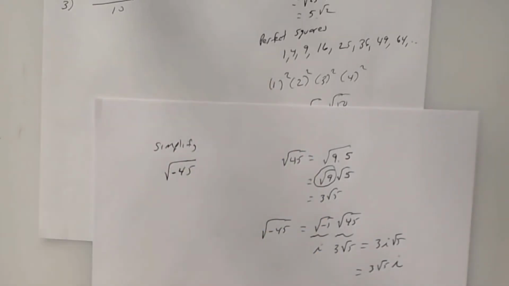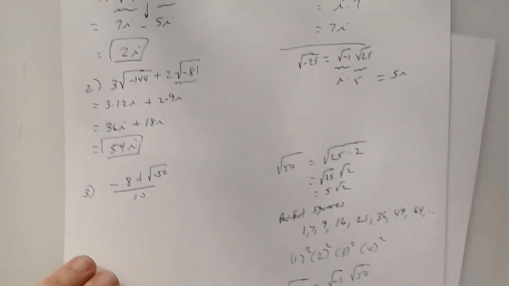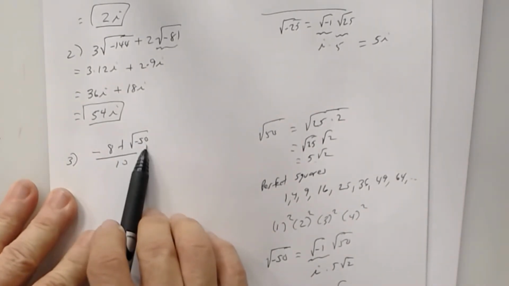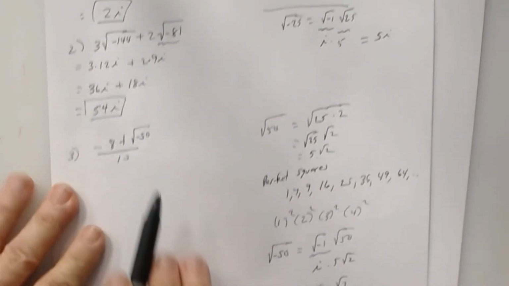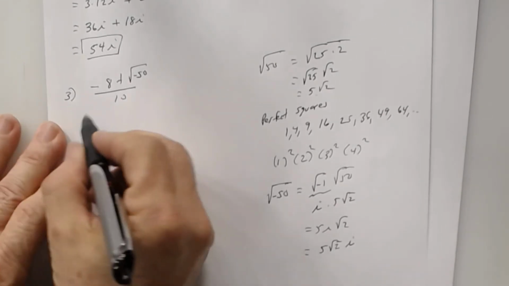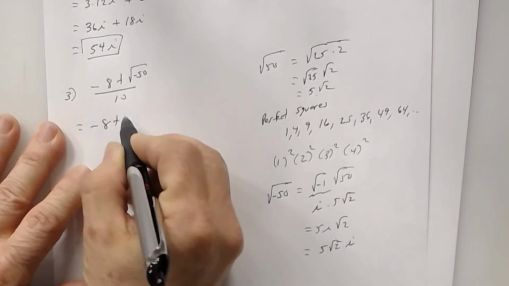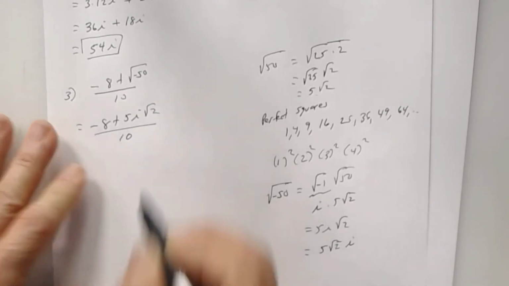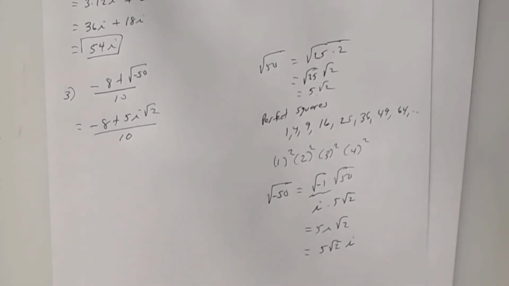Now let's go back to number 3. All right, so I needed to simplify the square root of negative 50, which I did. What's the square root of negative 50 simplified? 5i square root of 2. So I'm going to say negative 8 plus 5i square root of 2 all over what? 10. Okay? All right. Now, the directions are going to say write this in standard form.